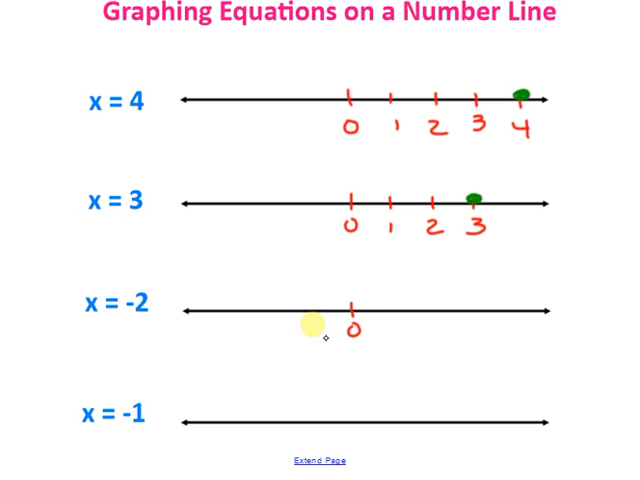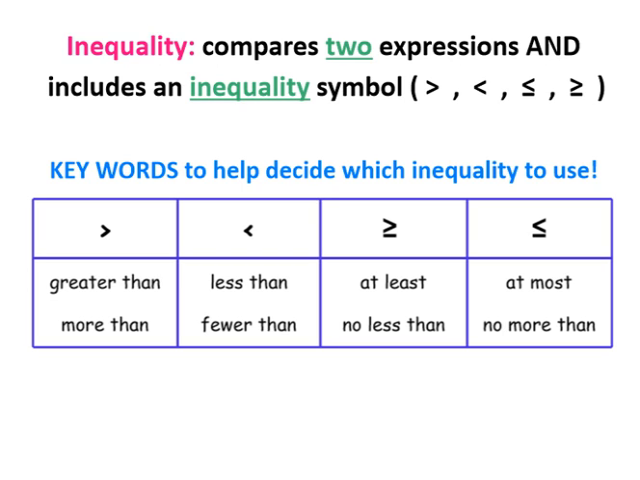Here's 0, -1, -2. And I'm going to plot -2. And here's 0 and -1. And I'm going to plot -1. Okay? Now, I need you to keep that in mind going forward as we start to do inequalities.